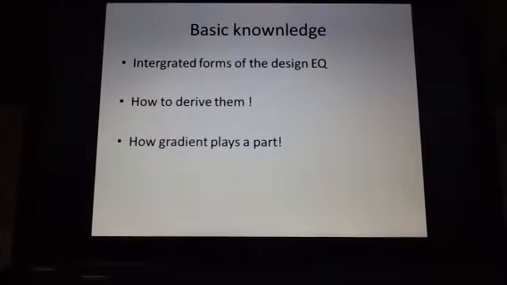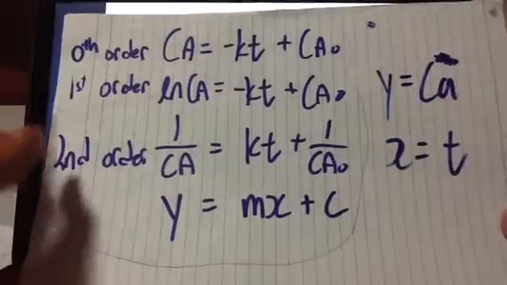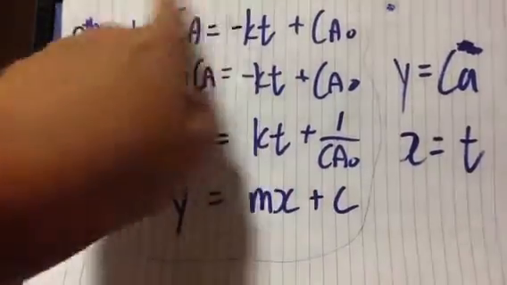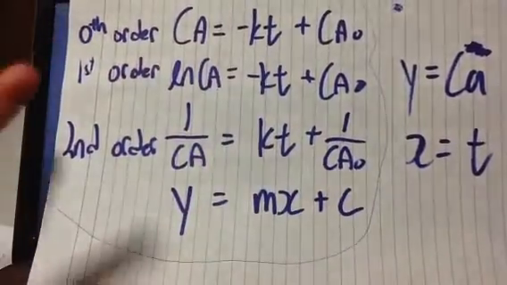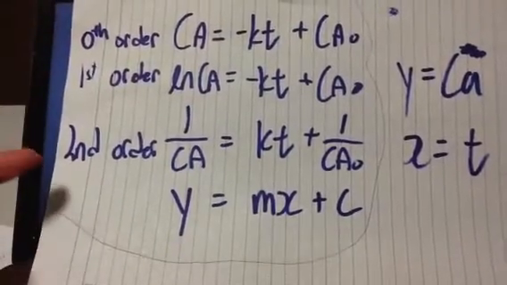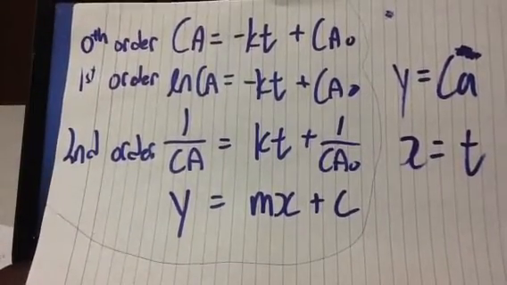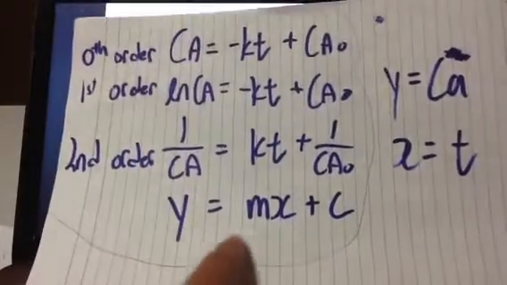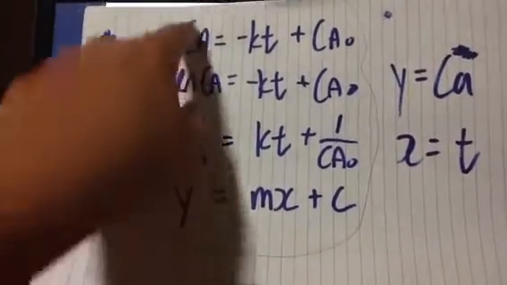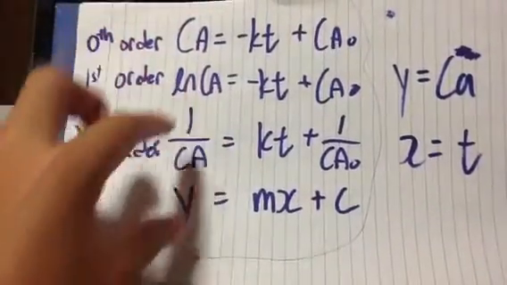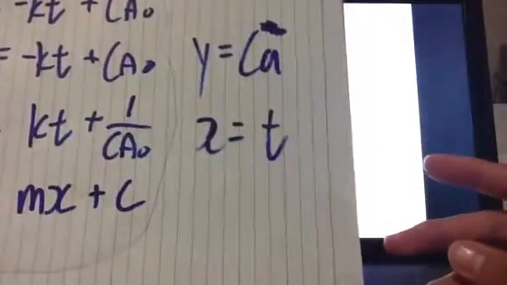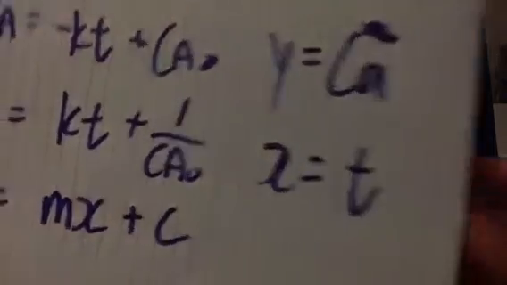So some of the basic things we should know before we use the integral method is to know the integrated forms of the design equation, how to derive them, and how gradient plays a part. So these will be the integrated forms of the design equation for 0, first, and second order, where n equals 0, 1, and 2. It is arranged in a y equals mx plus c format. This is your y for the respective order of reaction, where y equals concentration function and x equals time.